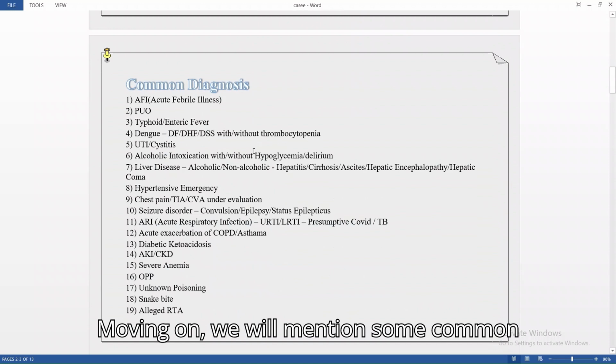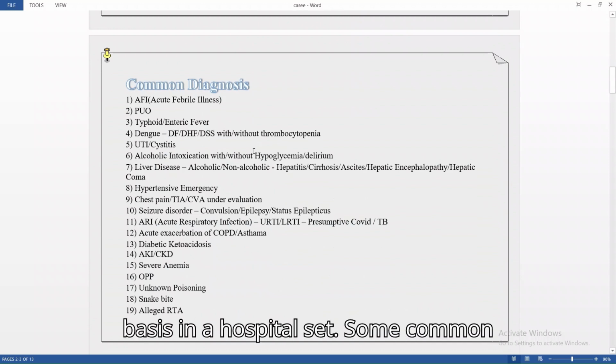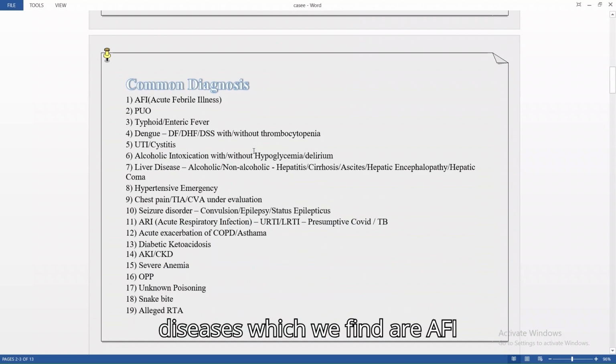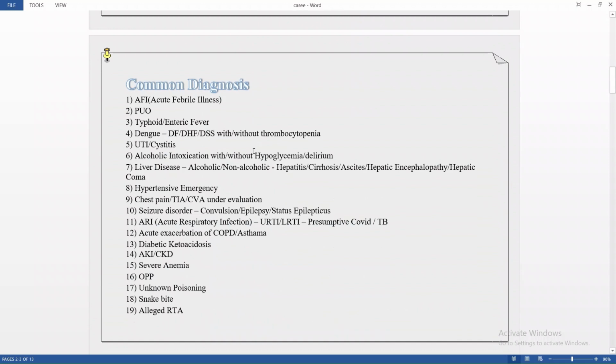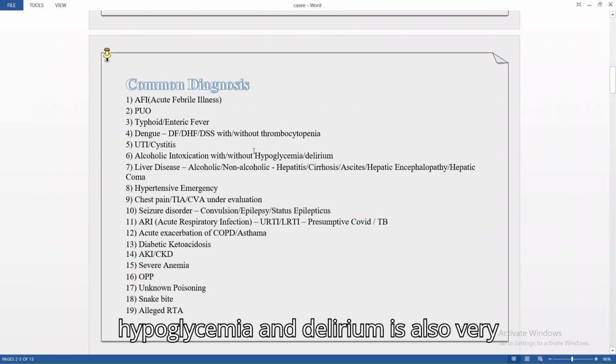Moving on, we'll mention some common diagnoses which are encountered on a day-to-day basis in a hospital setting. Some common diseases which we find are AFI, which is acute febrile illness, pyrexia of unknown origin, typhoid, enteric fever is also very common, dengue, dengue fever, dengue hemorrhagic shock with or without thrombocytopenia, and urinary tract infection or cystitis. Alcoholic intoxication with or without hypoglycemia and delirium is also very common.